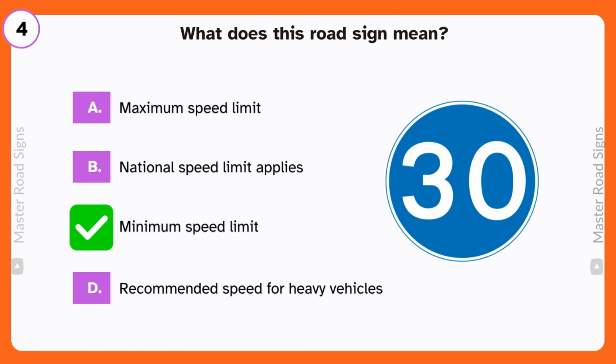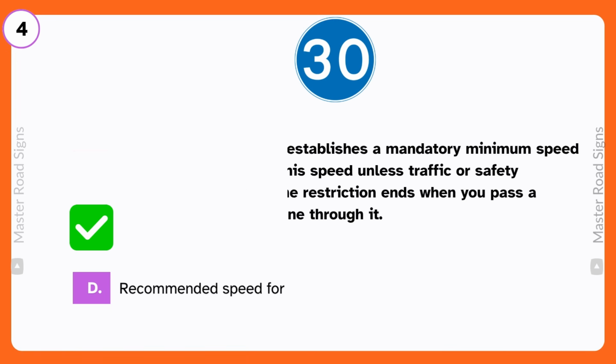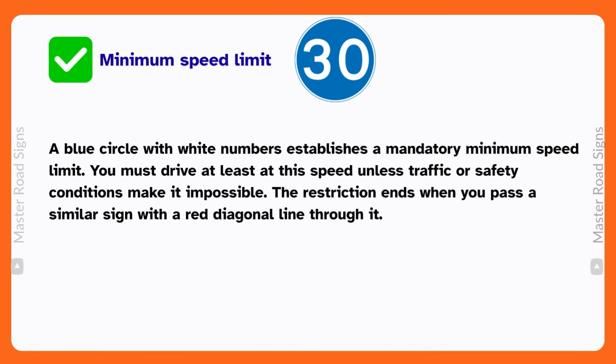Correct answer is option C. Minimum speed limit. A blue circle with white numbers establishes a mandatory minimum speed limit. You must drive at least at this speed unless traffic or safety conditions make it impossible. The restriction ends when you pass a similar sign with a red diagonal line through it.